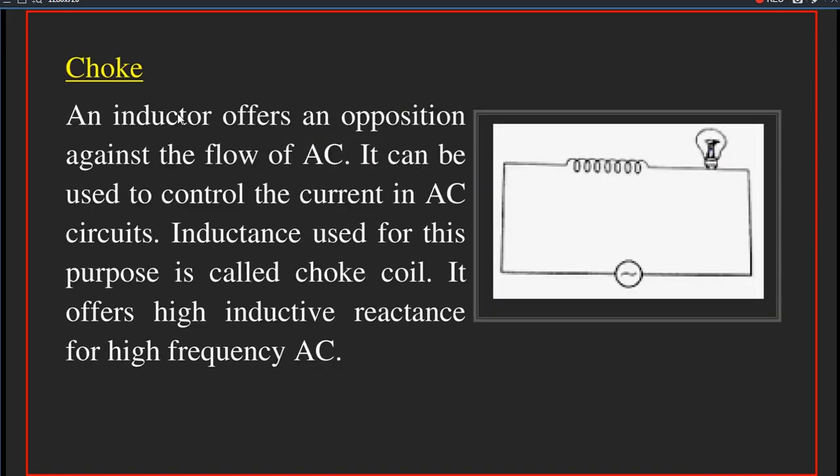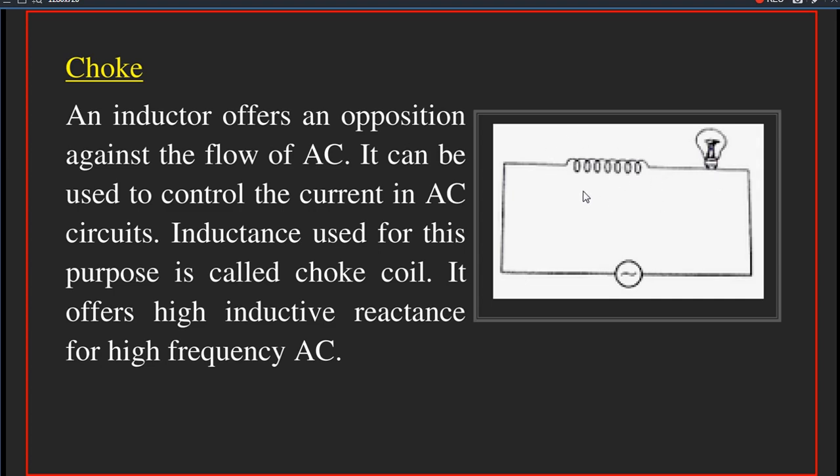Now one of the applications of this inductive reactance is in the case of choke, or choke coils. An inductor offers an opposition against the flow of AC. So this can be used to control the current in an AC circuit. For example, if we use an inductor in series with a bulb connected to an AC supply, if the inductance of the coil is very high, then the voltage available to the bulb will be very small, and the bulb will glow only with a very small brightness.